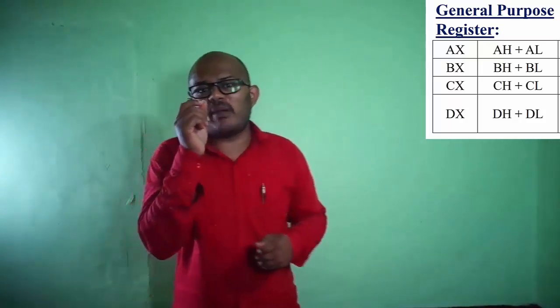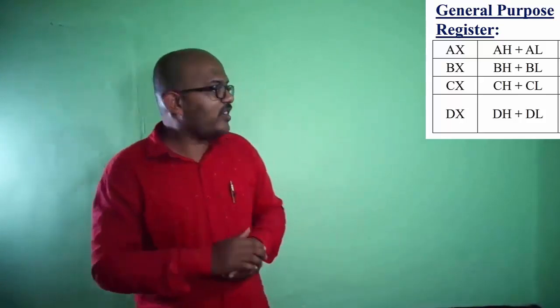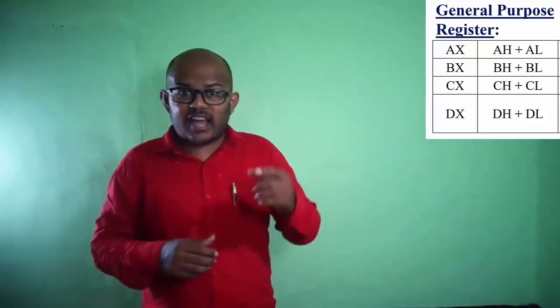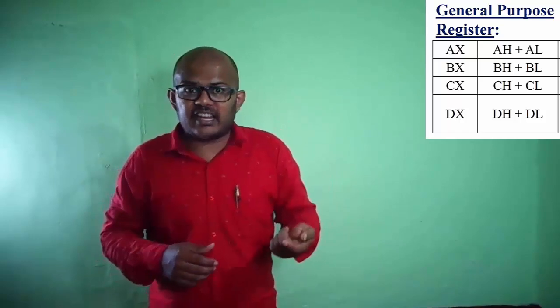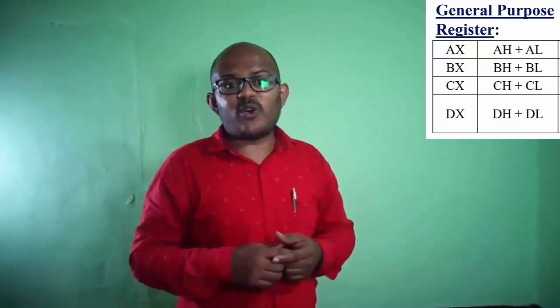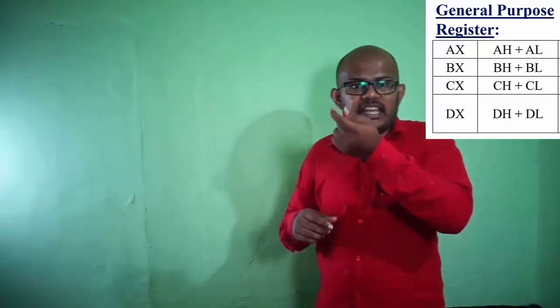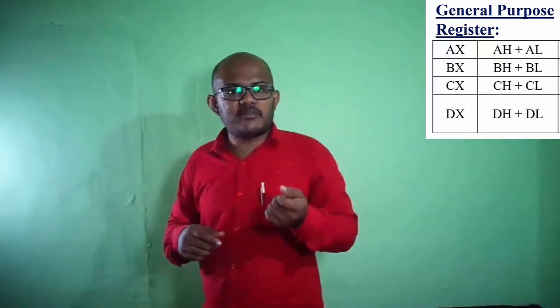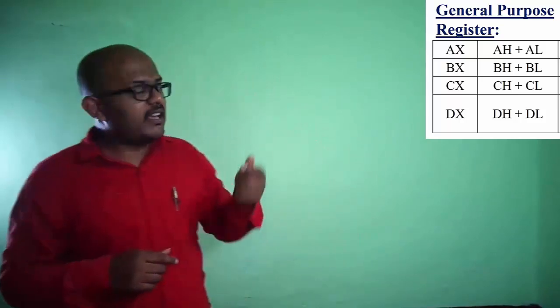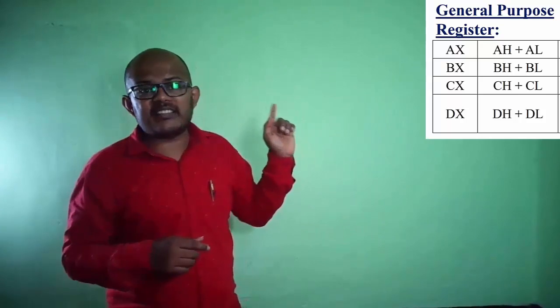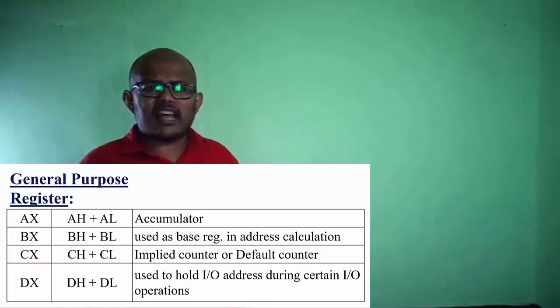In order to use the memory efficiently, whenever you are performing an 8-bit operation, there is no need to use the AX register. You can use either AH or AL. The AX register is split into upper byte and lower byte, that is AH and AL. Similarly, BX is split as BH and BL, CX as CH and CL, and DX as DH and DL. Now, what is the use of the accumulator?